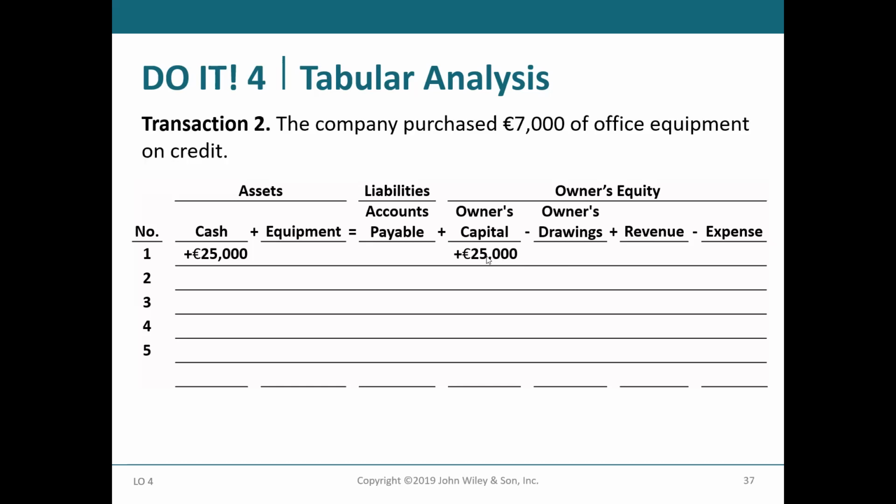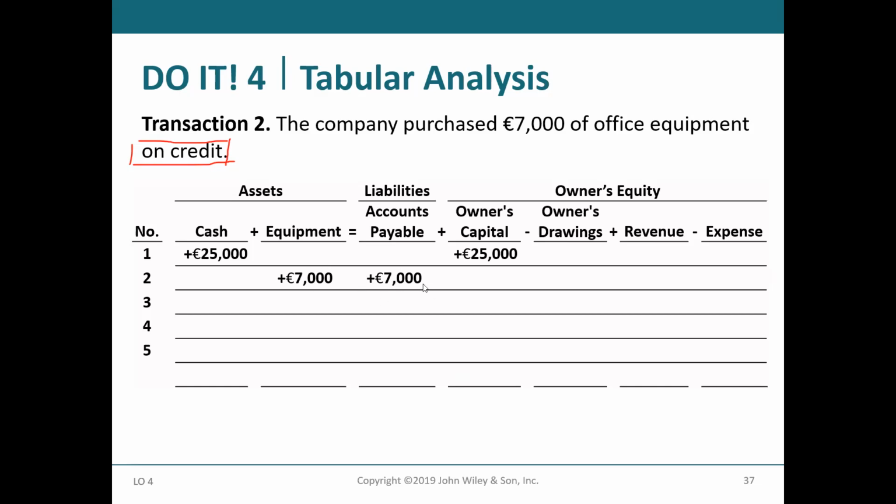Okay. Next, transaction number 2. The company purchased 7,000 of office equipment on credit. Now, when you see the words on credit or on account, it means that the company didn't pay by cash. Okay, they owe money. So they buy 7,000 of office equipment. So what will increase? Our office equipment will increase, right? Our equipment increased by 7,000.